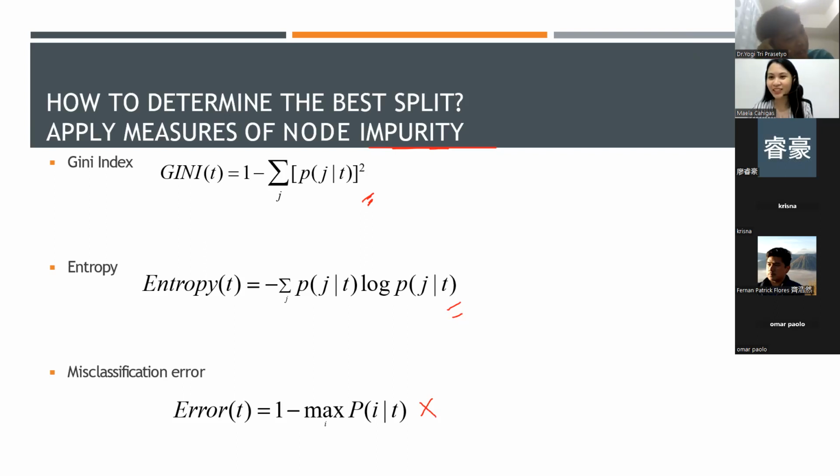So how have you never seen that computed, the misclassification? I don't know. I only see Gini index and entropy. Mm, usually, yes. Misclassification error is not that popular.